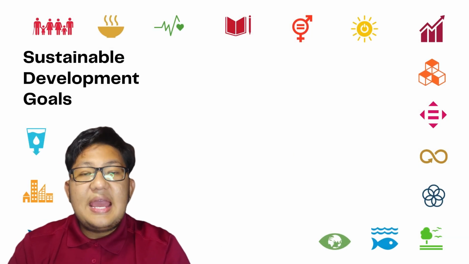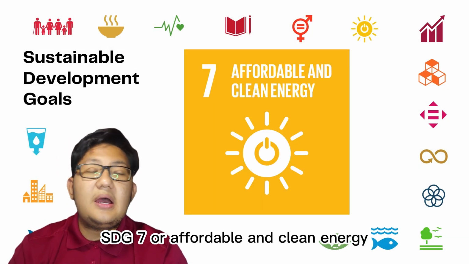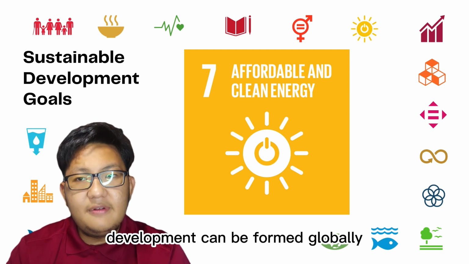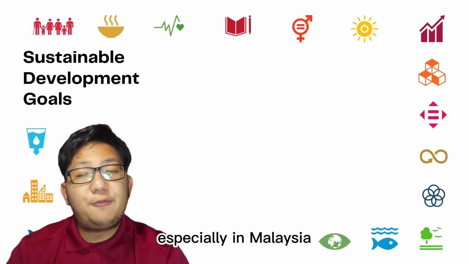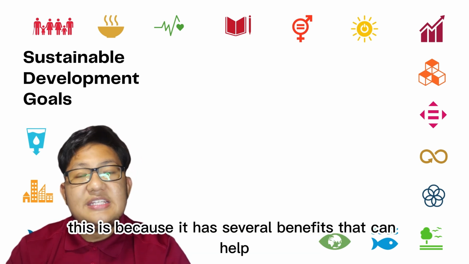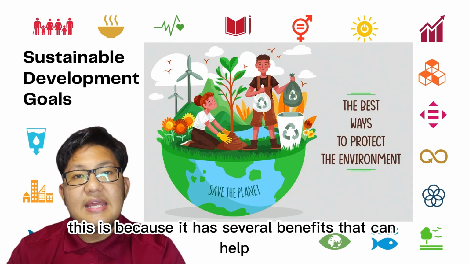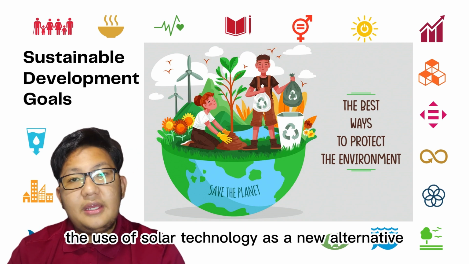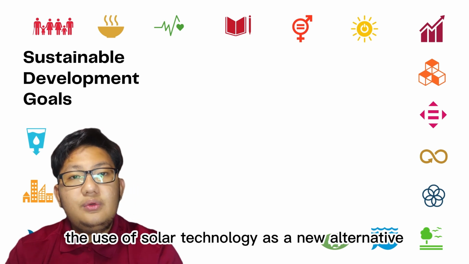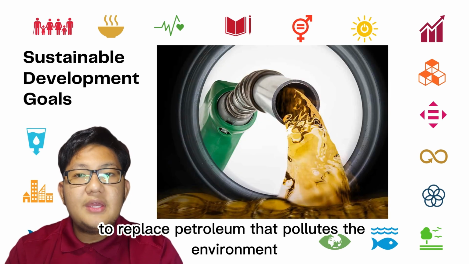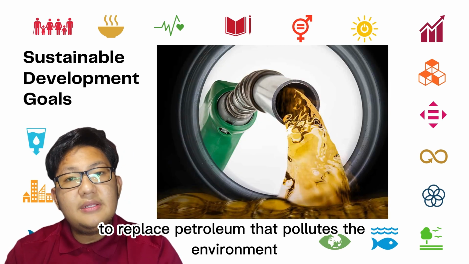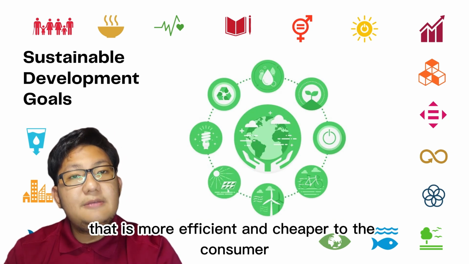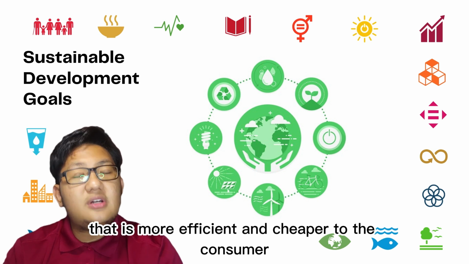In my opinion, SDG 7, or affordable and clean energy, is very good to ensure that sustainable development can be formed globally, especially in Malaysia. This is because it has several benefits that can help to preserve the environment. For example, the use of solar technology as a new alternative to replace petroleum that pollutes the environment makes it a renewable energy that is more efficient and cheaper to the consumer.